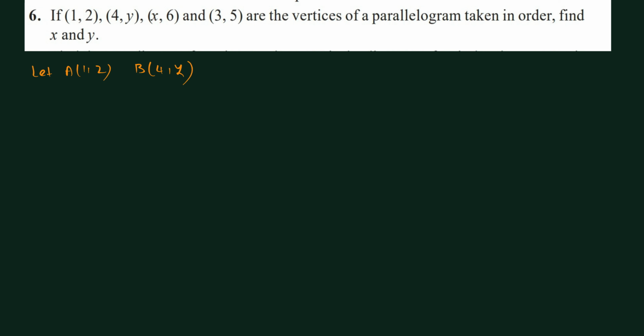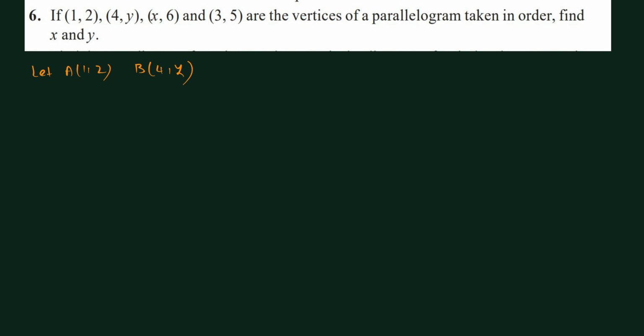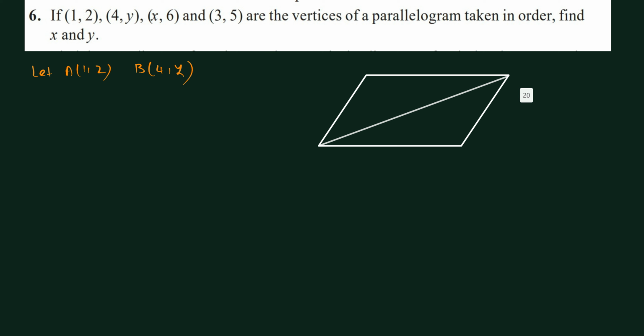(2, 4), (y, x), (6, 3), (5) are the vertices of a parallelogram taken in order. Find xy. Then how do you find xy? So let us say this is a parallelogram. In a parallelogram, you already know that the diagonals bisect each other. Means the midpoints of the diagonals are the same, right?